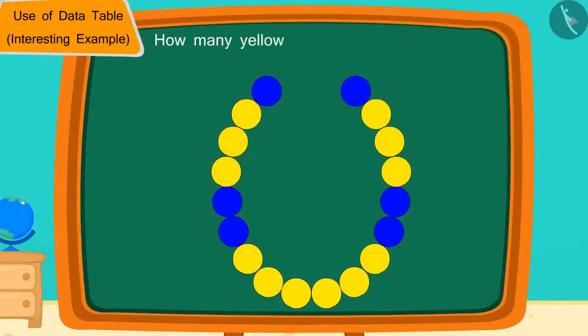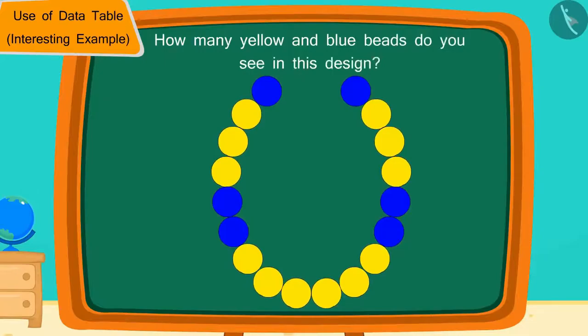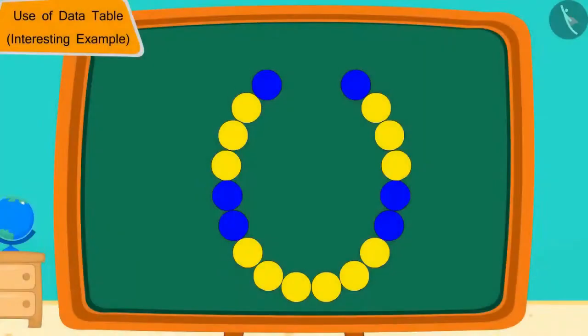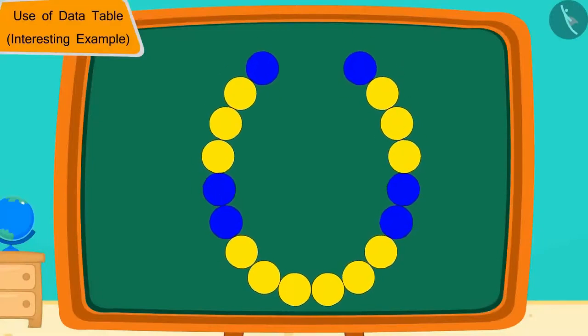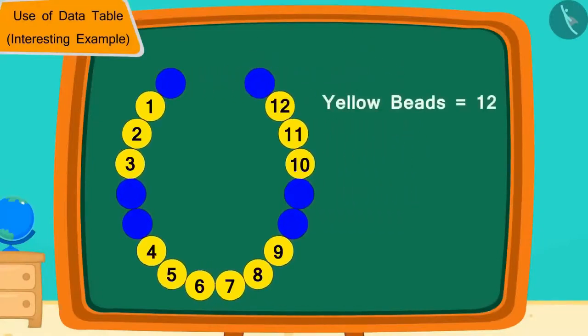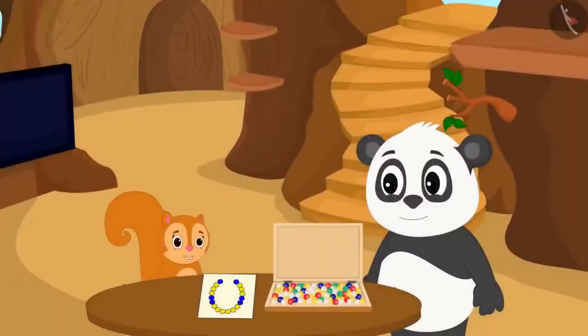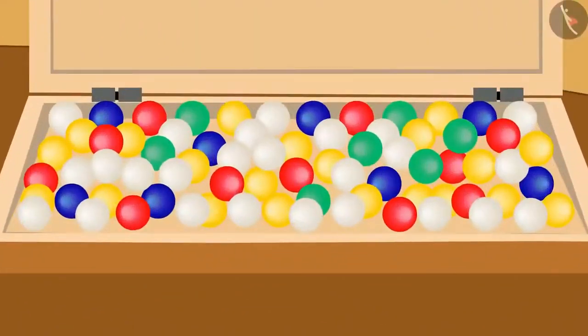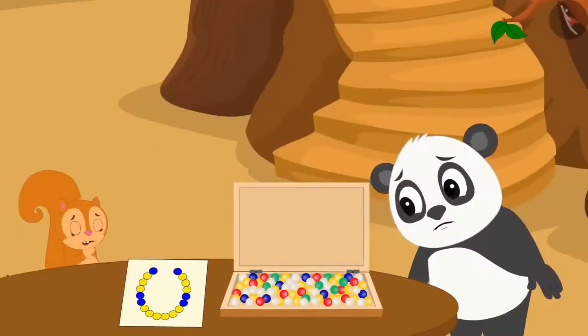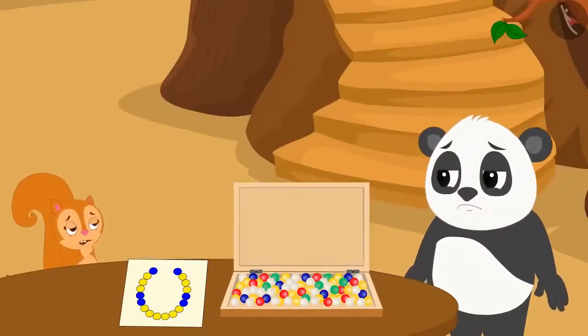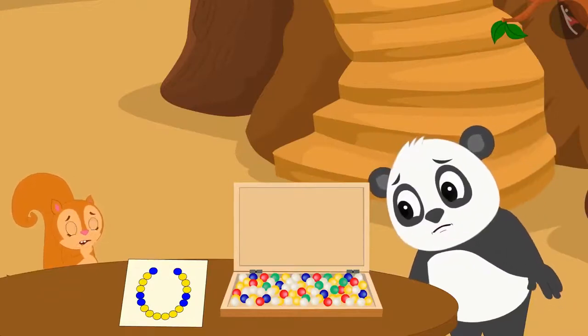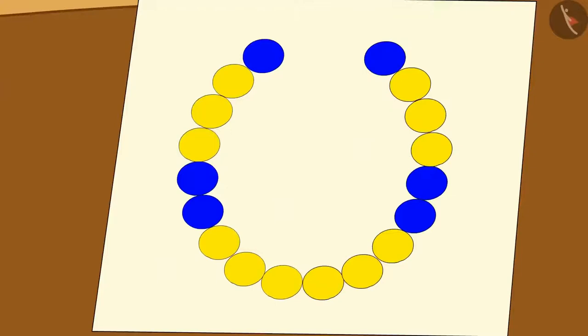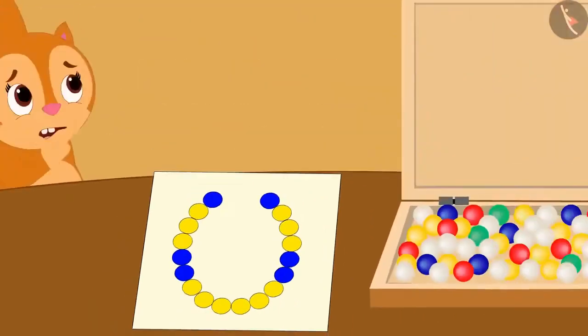how many yellow and blue beads do you see in Golu's design? Yes, Golu's design consists of 12 yellow and 6 blue beads. But all the beads are scattered. Chanda and Golu are not able to understand whether they have enough blue and yellow beads to make the necklace according to Golu's design or not.